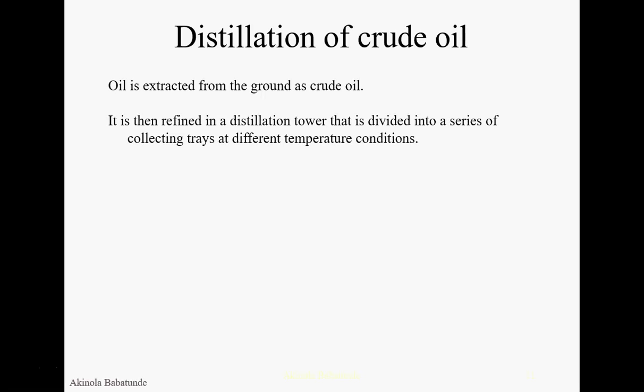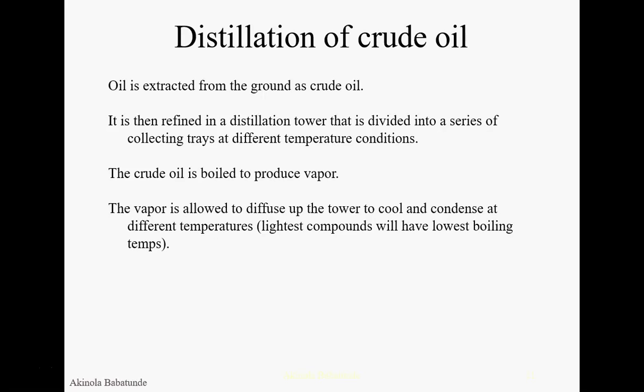Another important concept we will be talking about in the course of our study is distillation of crude oil. Oil is extracted from the ground just as crude oil. It is then refined in the distillation tower that is divided into series of collecting trays at different temperature conditions. The crude oil is boiled to produce vapor. This vapor is then allowed to diffuse up the tower to cool and condense at different temperatures. And of course, as we shall soon see, the lightest compounds will have the lowest boiling point temperature. As soon as this has taken place, the different components of crude oil can therefore be separated.